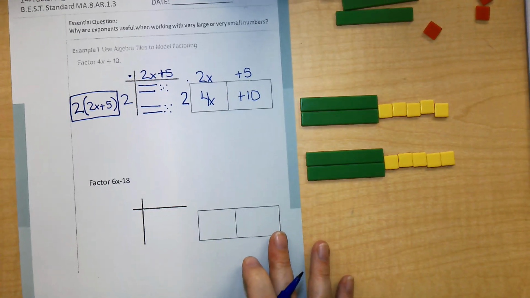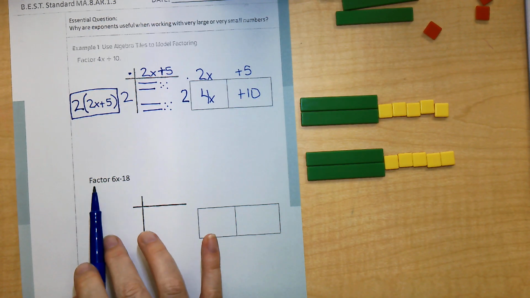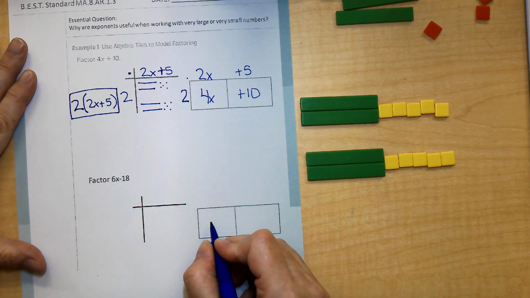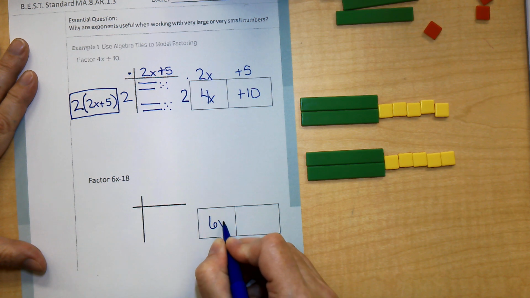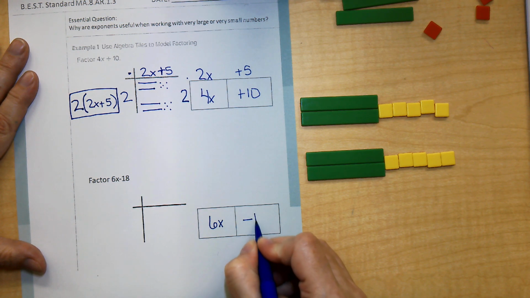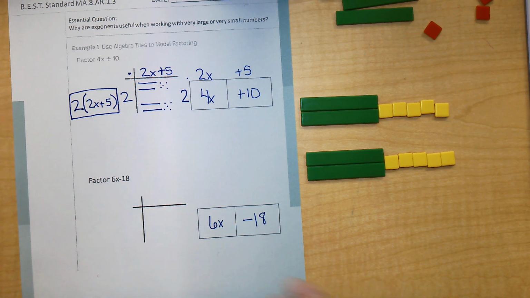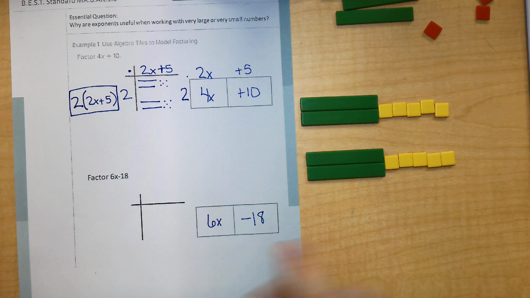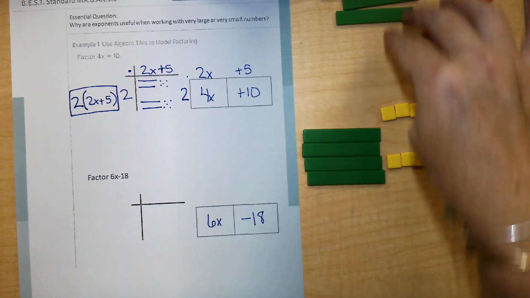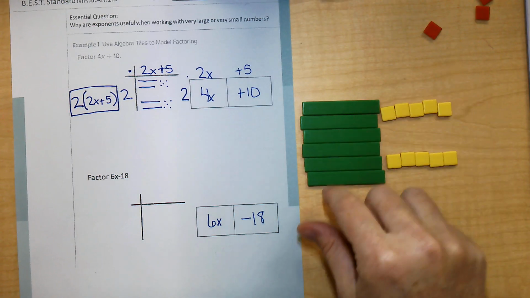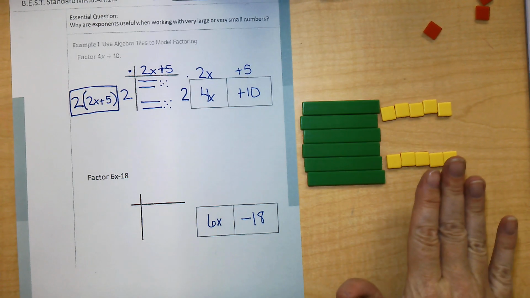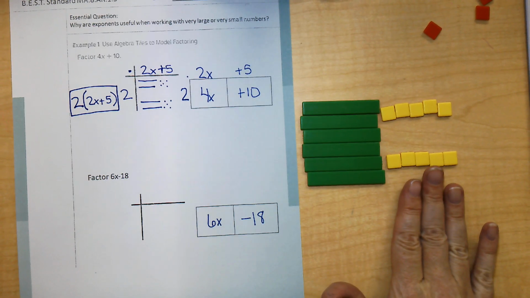Okay, let's do that again. We're going to factor 6x minus 18. So 6x goes in my first block, and minus 18 goes in my second one. So we will make this concretely. So 6x, so I need 6 green bars. 1, 2, 3, 4, 5, 6. Awesome. Now I need negative 18.